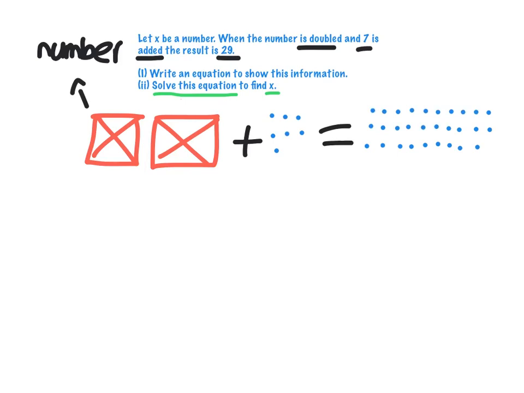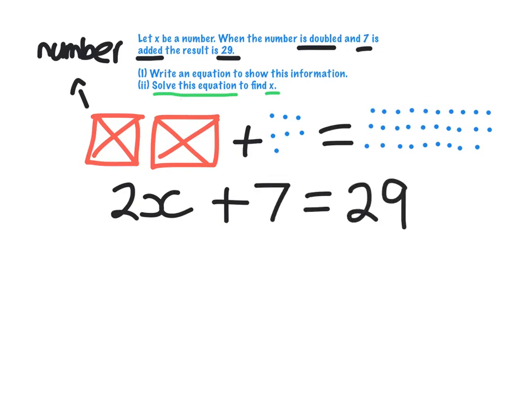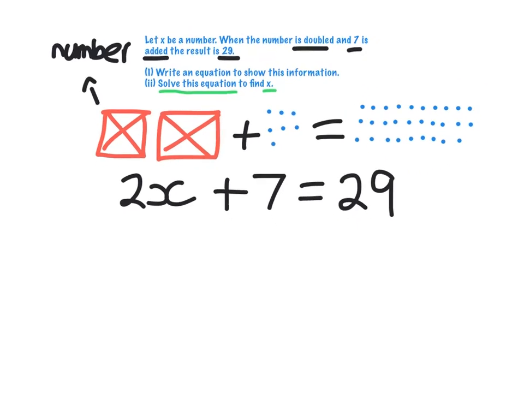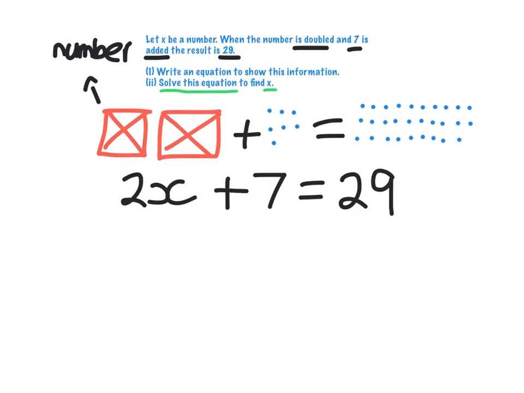So now I can try and write it out in algebraic terms. So I know that my box stands for x, or my number. Okay, and I have 2 boxes, so I have 2x plus I have 7 dots, so I can say plus 7, and that is equal to 29, as I have 29 dots here. Okay, so now we can try and solve this.